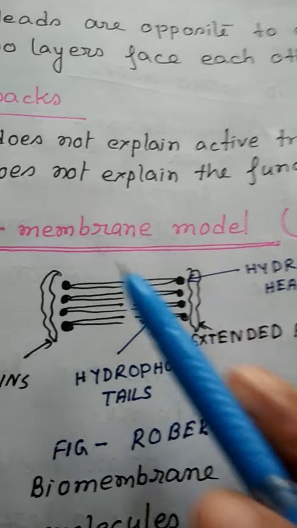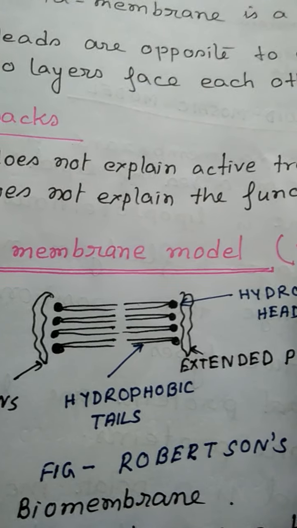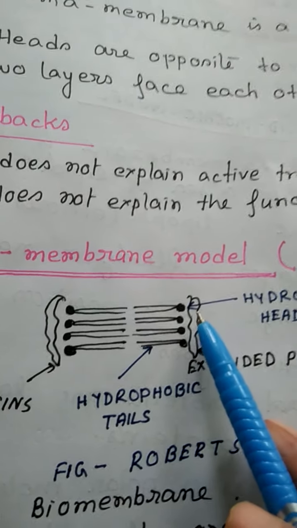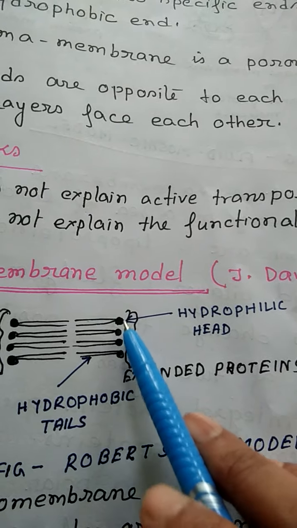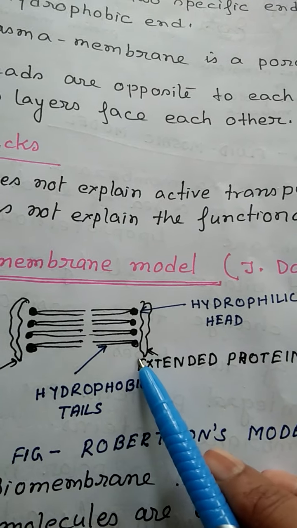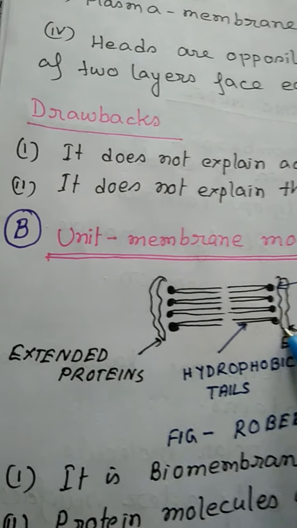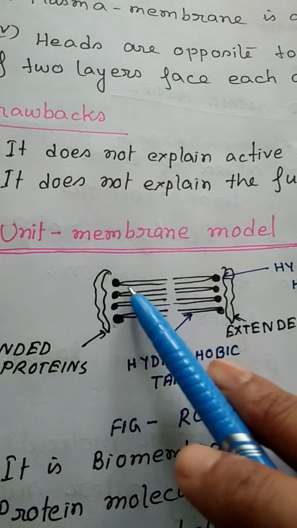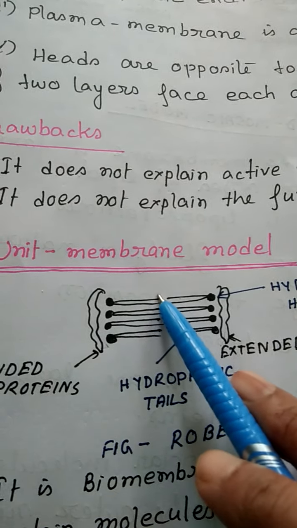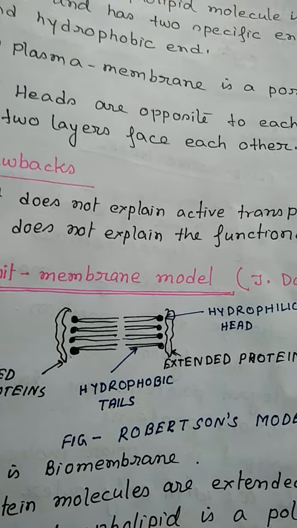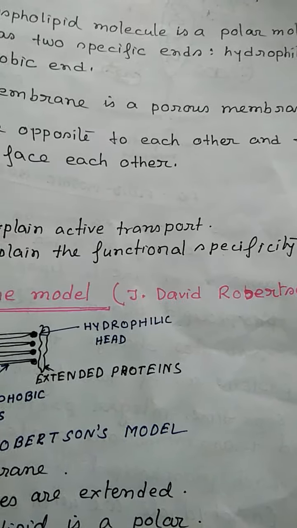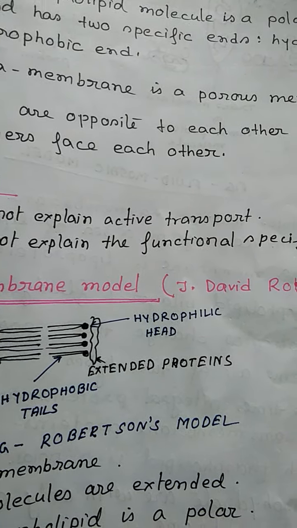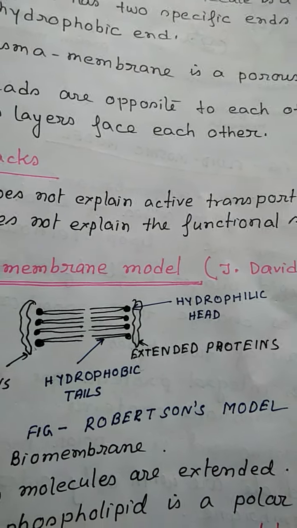Another one is the unit membrane model by J. David Robertson. According to this model, these are all hydrophilic heads, and these are extended proteins. Hydrophilic heads, hydrophobic tail. So according to David Robertson, this is the structure, and it is also known as the lamellar model.